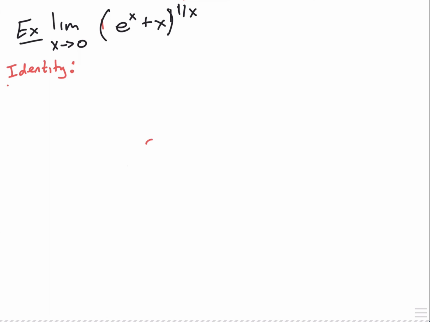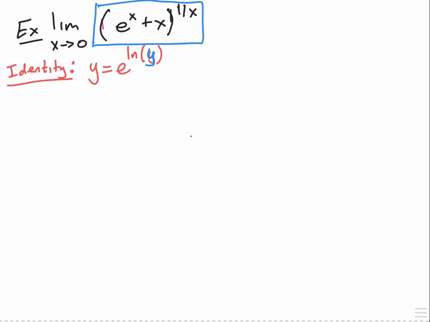So you use the following identity. Basically, y is equal to e to the natural log of y. Okay, so you guys remember that identity, right? We did this back a little bit ago. So in this, what is this y business? Well, what you're getting the limit of, this is y.